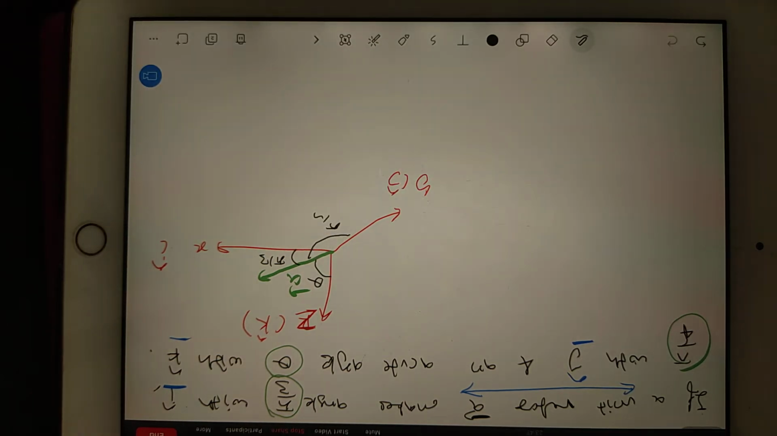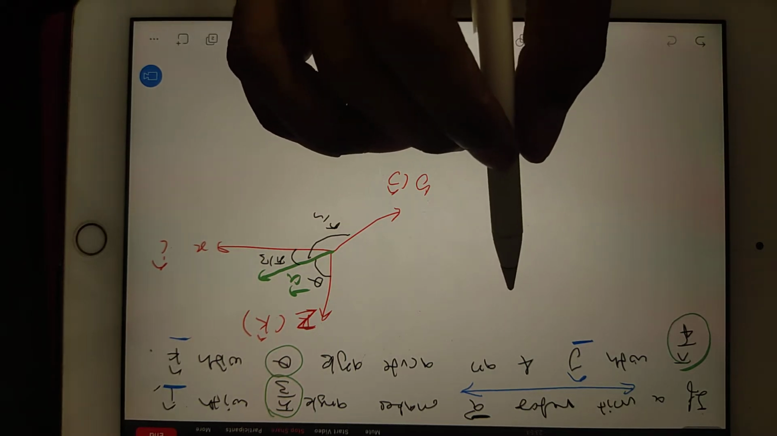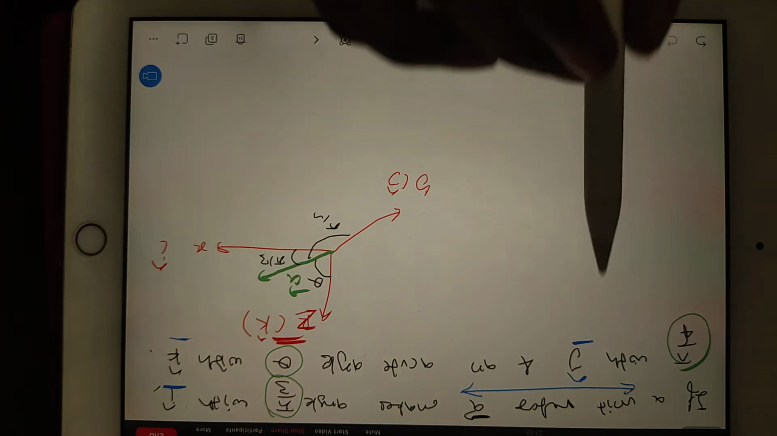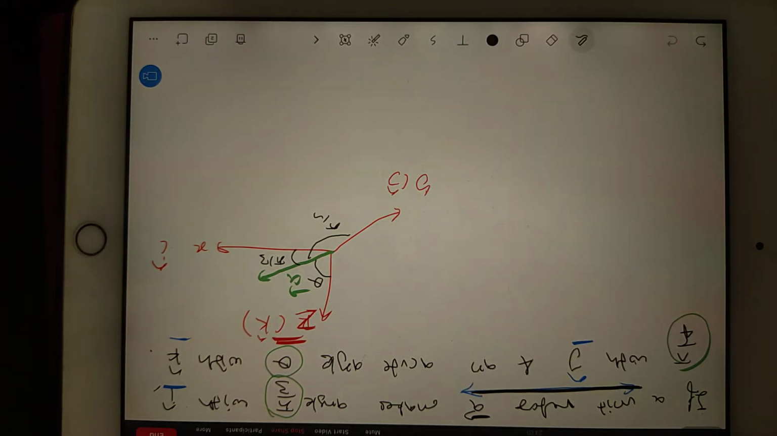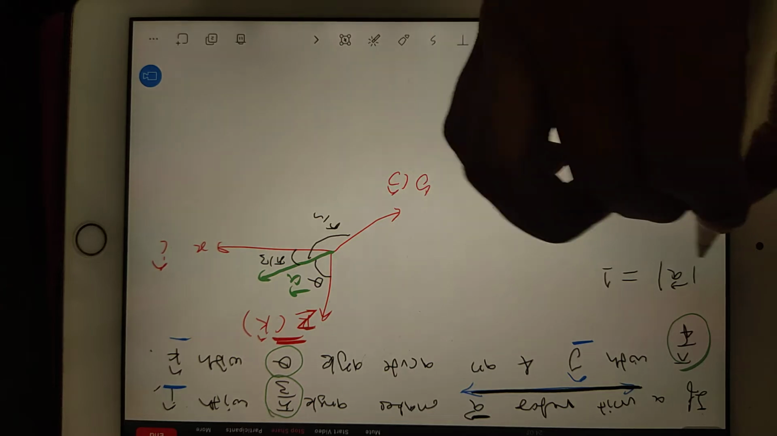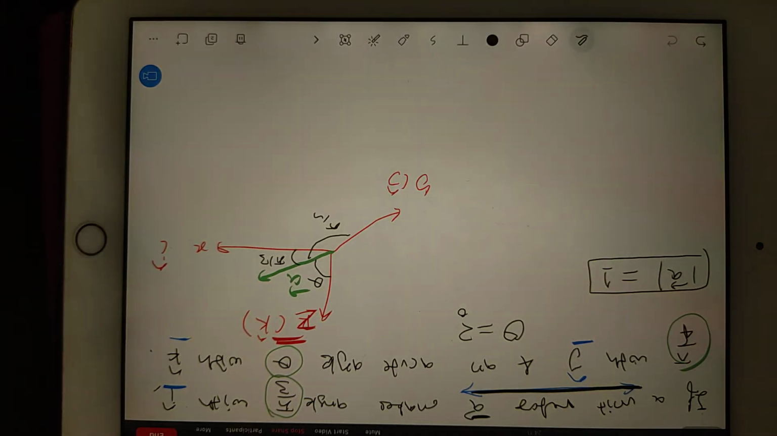Okay, now what we have to do is find out this theta angle, because one thing is sure: the unit vector means the length of the vector is 1. That is sure. It means the magnitude of the vector is 1. This is given. We have to find out the theta value. Now, what kind of approach do we use to calculate the theta value?